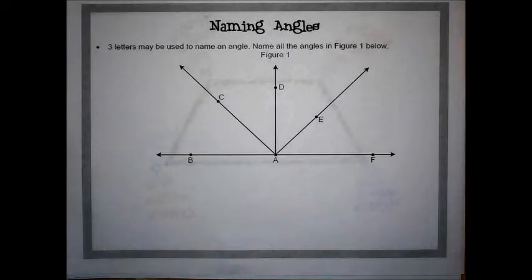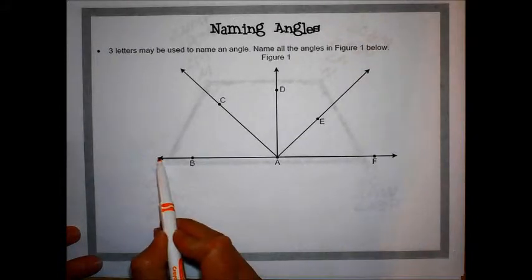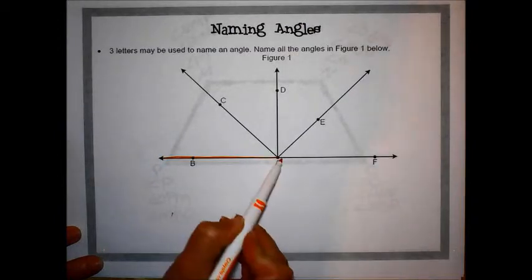Now pull out your worksheet, and we're going to work through some of these sample problems together. Here it says to use 3 letters to name the angle. Name all of the angles in figure 1. So we're going to see how many different angles we can find. Here's angle BAC.